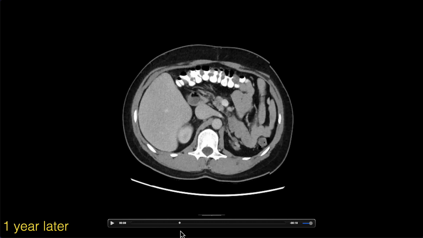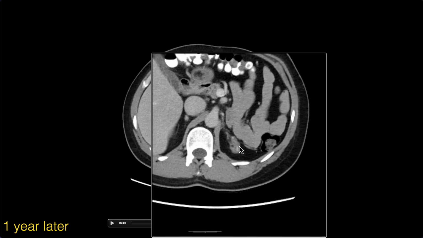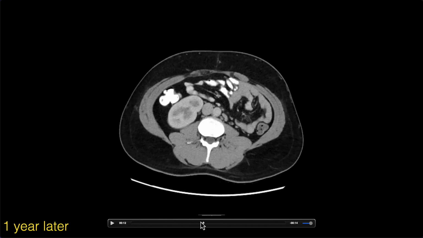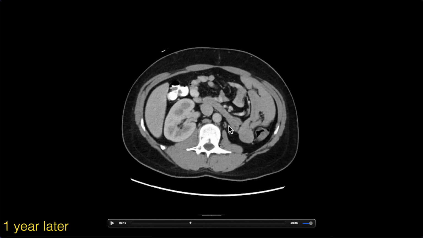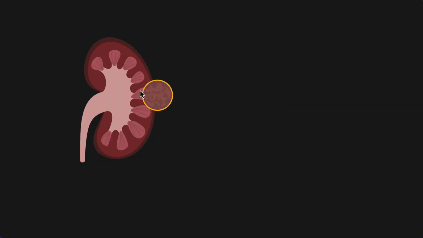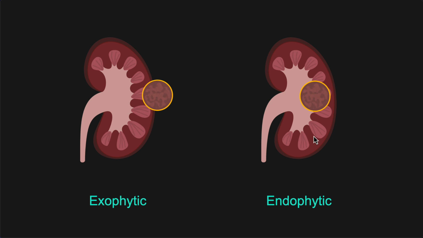And there it is, severely atrophic left kidney and some enlargement of the right kidney to compensate. Now we're ready to move on to our next topic, which is primary tumors. And some basic concepts to keep in mind. When you have a tumor which is primarily growing outside of the kidney, it's called exophytic. And when it's growing into the kidney, it is endophytic.